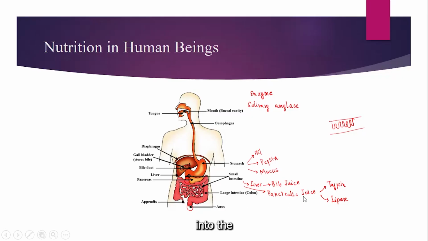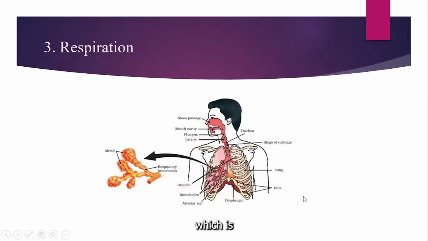Now let's dive into the next important process, which is respiration. So what is respiration? The process of acquiring oxygen from outside the body and using it in the process of breakdown of food sources for cellular needs is what we call respiration. Breakdown of food sources can happen with or without oxygen.